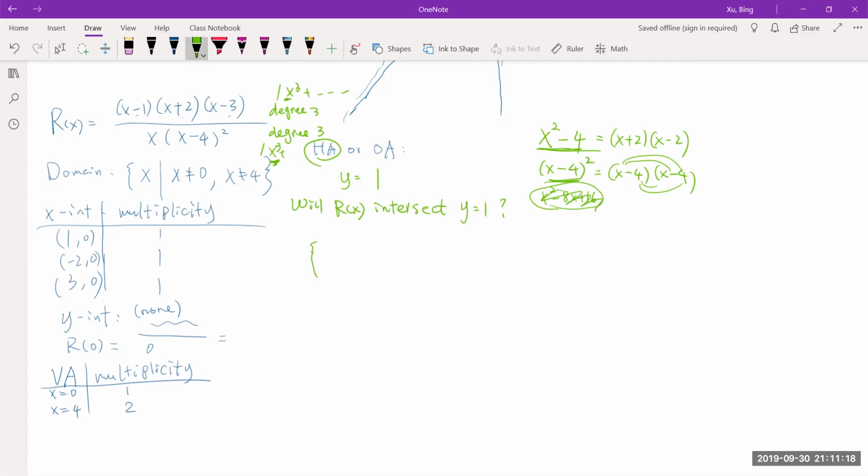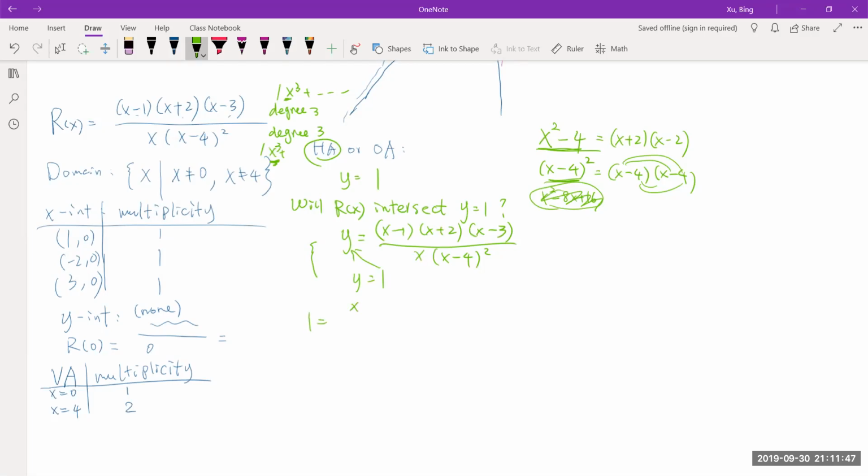Okay, so how do we decide if the two graphs intersect? We want to see if the original function r of x, so write it down again, over x times x minus 4 squared, will be equal to y equals 1. All right, let's try to solve it. Substitute y into the first equation.